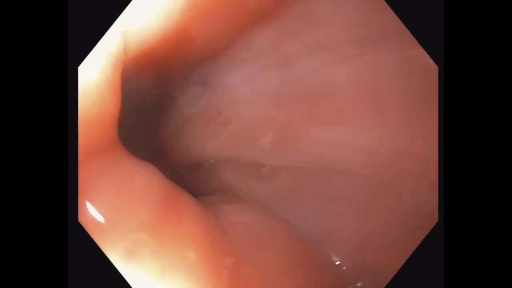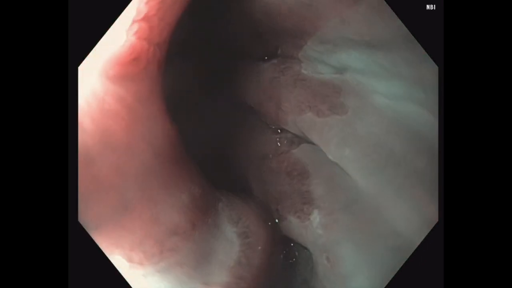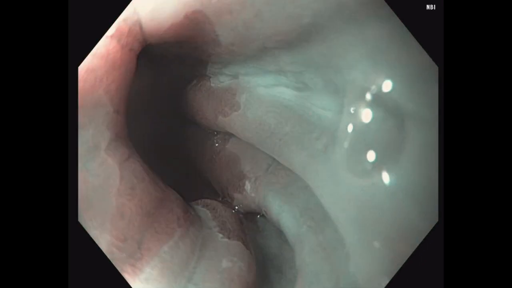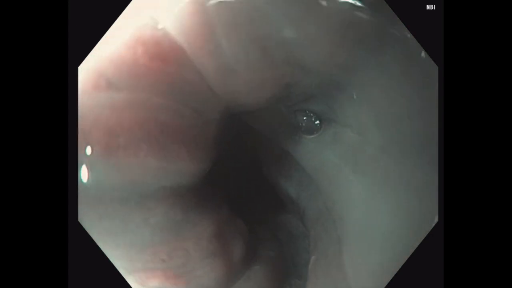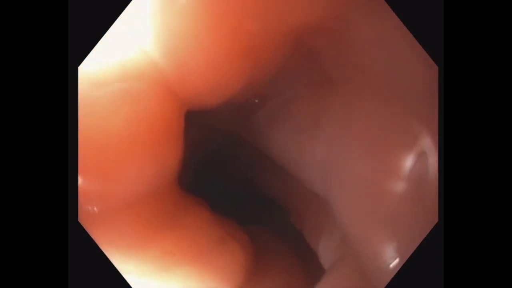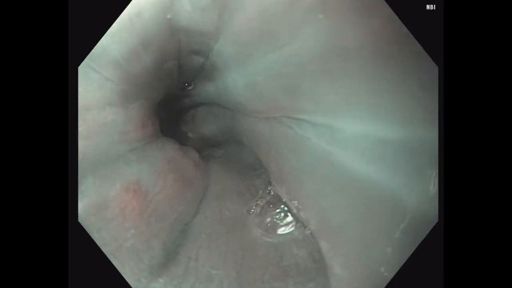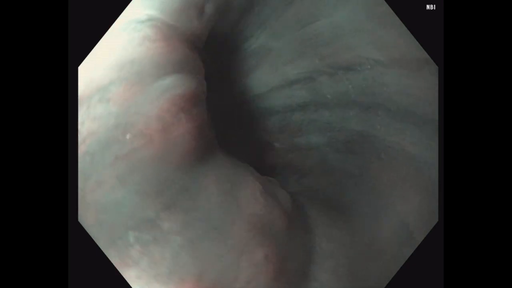Using electronic chromoendoscopy technologies such as narrowband imaging from Olympus is helpful to distinguish the squamocolumnar junction. Keep in mind that the main use of this technology is to enhance the visualization of capillary network pattern for the targeted biopsy. We will discuss about it at a later time.